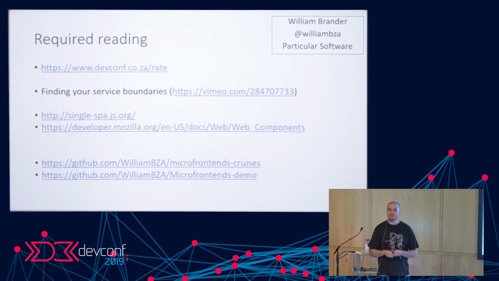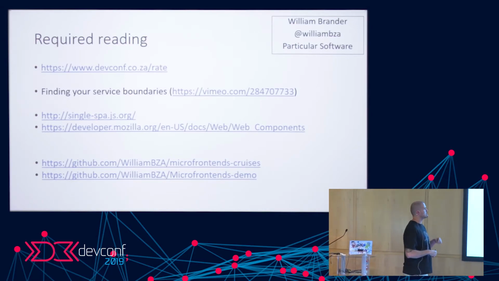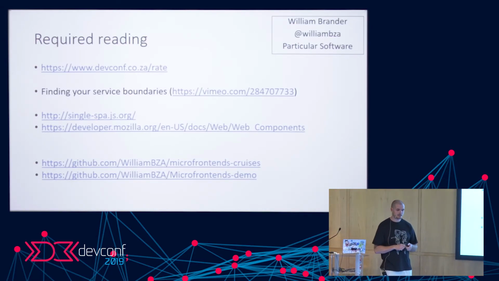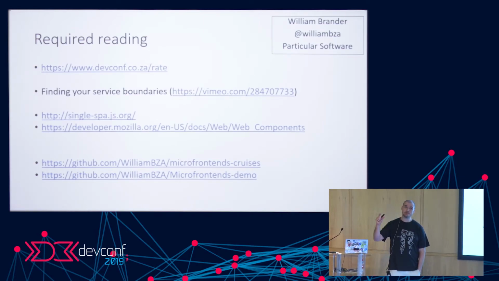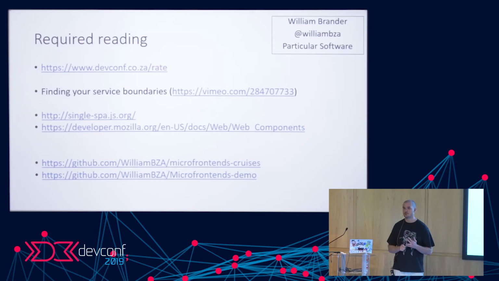There's Finding Your Service Boundaries, which is less about micro frontends, but if you have appropriate service boundaries and bounded context within your systems, it makes implementing these things a lot easier because you have less crosstalk between the components that you have to worry about. And then there's single-spa JS, if you want to take a look at that, and the web components documentation from Mozilla. All of the demos we've seen today are in those two GitHub repositories. The Cruises is on its own, that's the Angular application, and the Microfrontends demo includes everything else. It's got the insurance, the tourism, the .NET, and whatever else you need there. And that's it. Are there any questions?